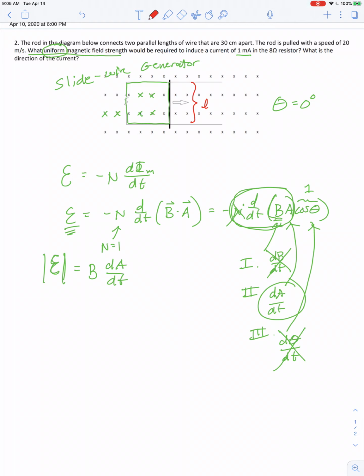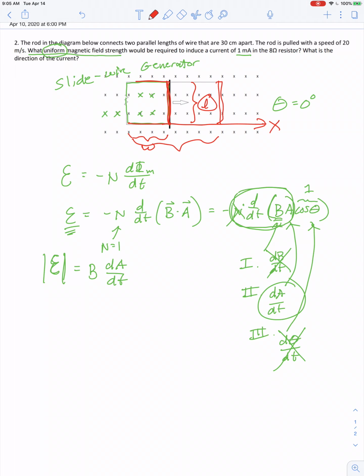So let's give some labels here and call the length of the rod L, and that's one of the sides of our area. The other side we'll call the width, and we'll say the width is a measurement along the x-axis. So as the rod slides to the right, then W is going to become greater. So L stays the same, but the width is changing.